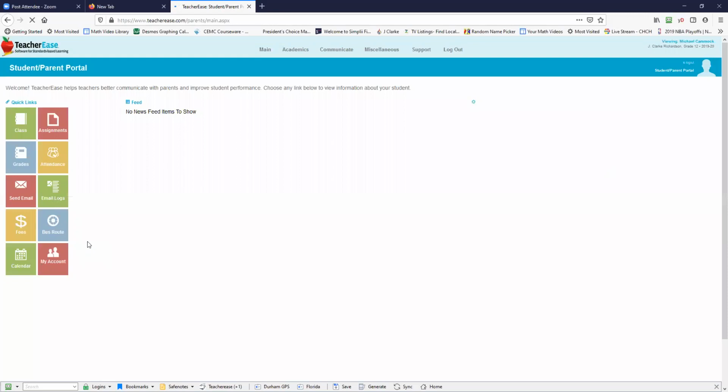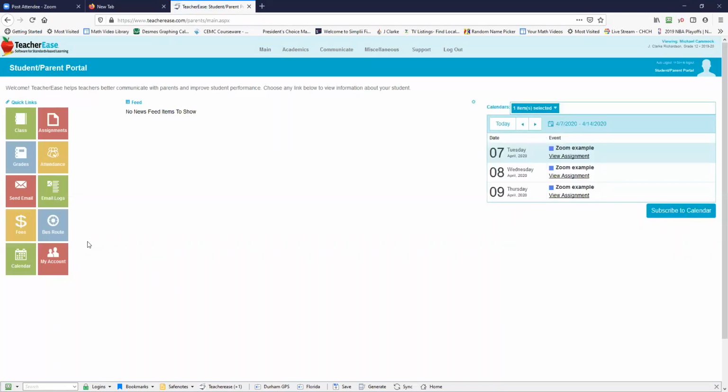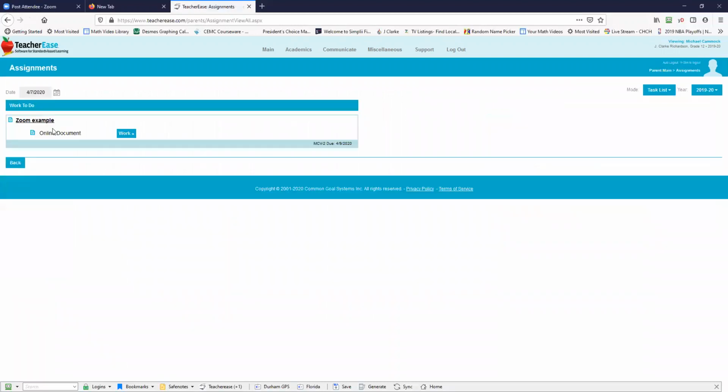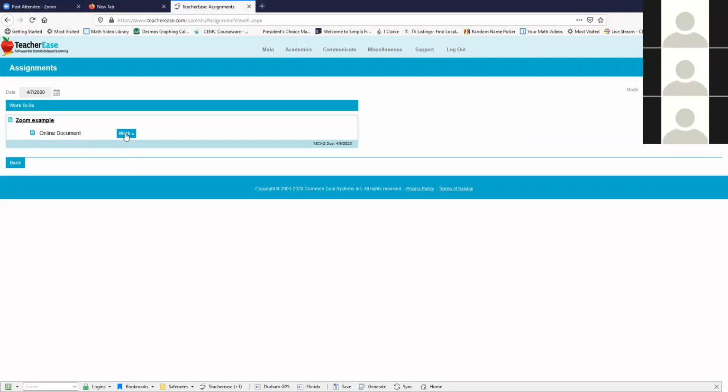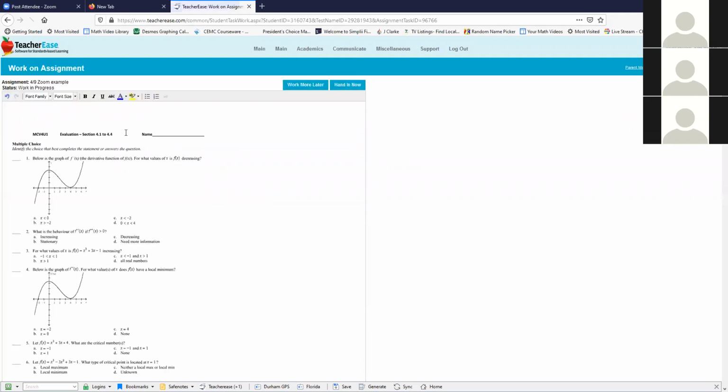So I'm assuming this is what your screen looks like when you log into your account. Over here on the left-hand side, it says assignments. On the day of the test, you're going to open up assignments. It says online document, and it says work. So I'm going to click on that. What you should see is what you did as the evaluation a couple of days ago. Most of you actually submitted something with this. So this is what the evaluation looked like.